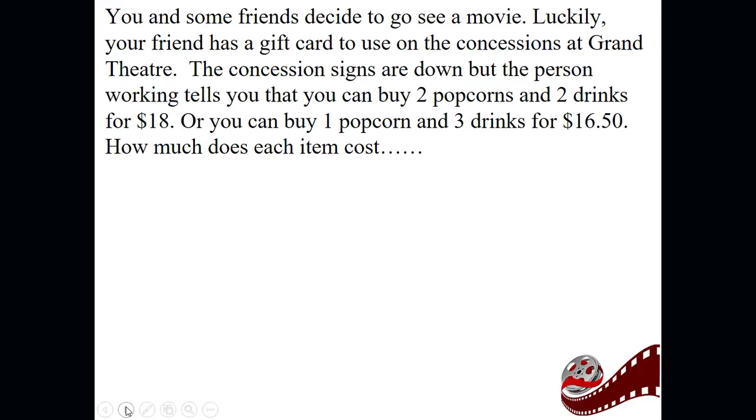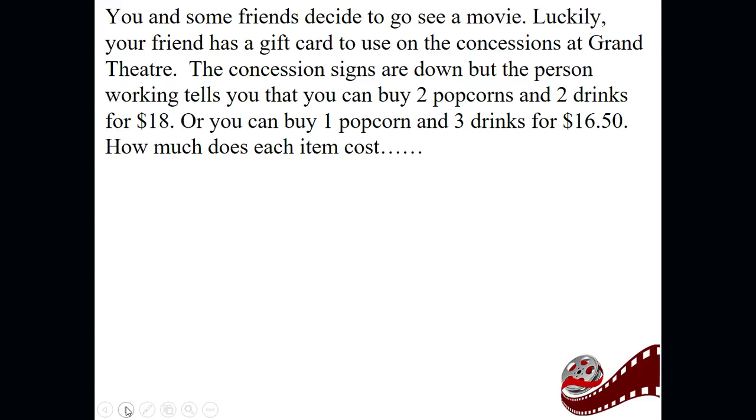Okay, you should have paused and written the whole problem down. It does no good for you later if you don't have an example of the word problem as well as the equations, okay? So let's see what we got going on here. It says you and some friends decide to go see a movie. Luckily, your friend has a gift card to use on the concessions at Grand Theater. The concession signs are down, but the person working tells you that you can buy 2 popcorns and 2 drinks for $18. Or you can buy 1 popcorn and 3 drinks for $16.50. How much does each item cost?